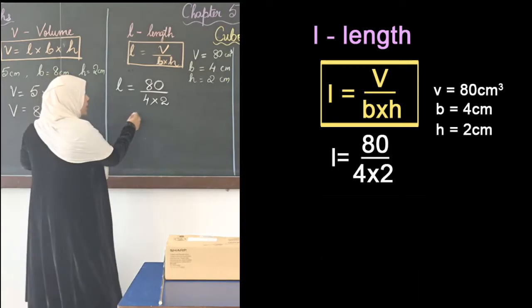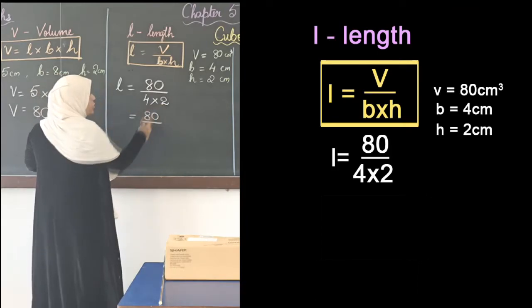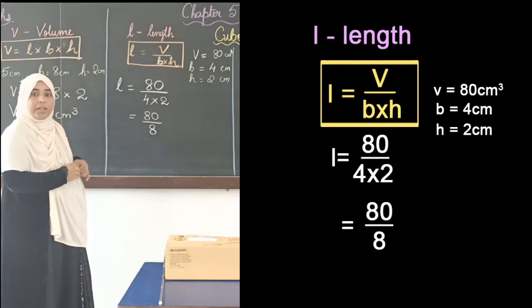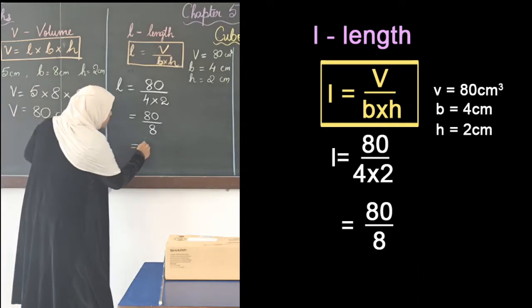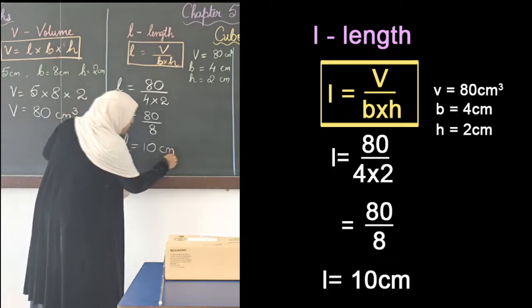So, now we will calculate. Now, 80 upon 4 into 2 is 8. Okay, 80 divided by 8. Now, 80 when we divide by 8, the answer that we will get is 10. So, length is equal to 10 centimeters.